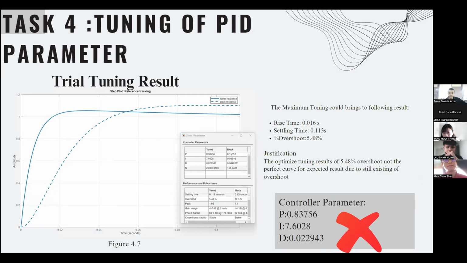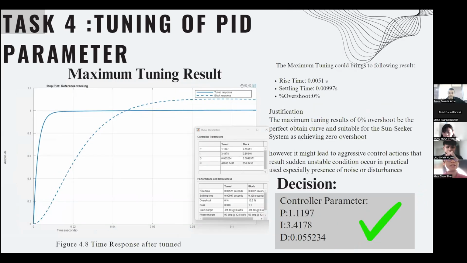Next slide. Here is the maximum tuning result we get. It's nearly close to 1. So you can see that the percentage overshoot is about 0%, and the rise time is about 0.0051 with a settling time of 0.00997. It's a quite precise result we get.